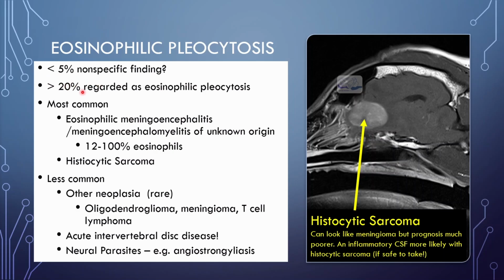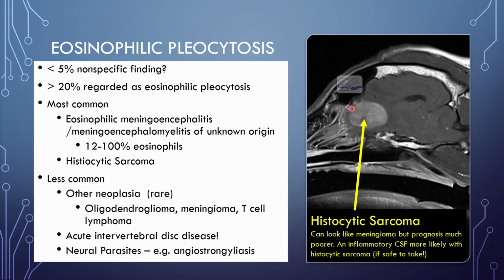And I've said before, there's a little bit of disagreement as to what actually is an eosinophilic pleocytosis. Strictly more than 20%, but some people will regard it as much less than that because it's so unusual. The most common disease is eosinophilic meningoencephalomyelitis of unknown origin. It'll range between 12 to 100% eosinophils. The other most important disease is histiocytic sarcoma, and this is an example of a histiocytic sarcoma here.